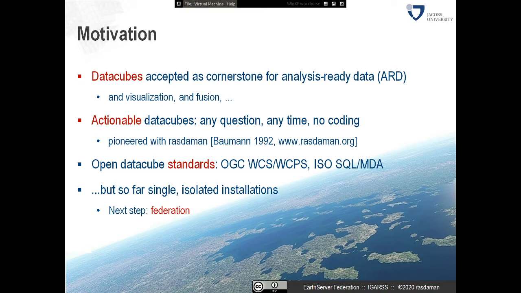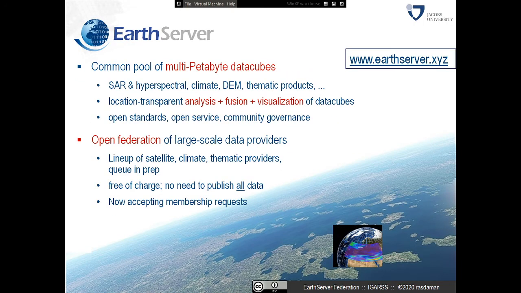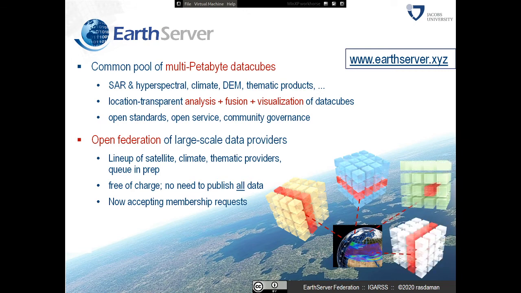Okay, so we have data cubes, we can query them, but still they sit isolated in single installations. But very often we want to bring together data from different installations, right? There is one interesting data set, here is another interesting data set. I would like to combine them. So the next step is federation. And that is exactly what's being done in EarthServer.